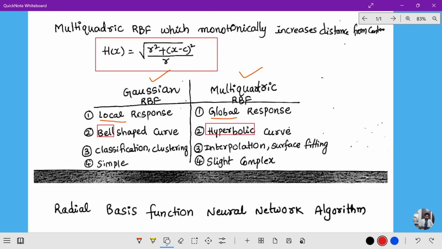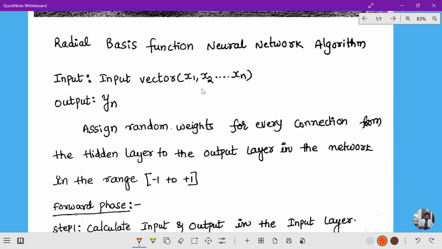Okay, so what is the purpose of this Gaussian radial basis function? We are using it for classification and clustering. But when it comes to multi-quadratic radial basis function, we are using it for interpolation and surface fitting. So these are called applications of Gaussian and multi-quadratic. The application of Gaussian is very simple, but multi-quadratic is a little bit complex. Now we'll see the radial basis function algorithm.